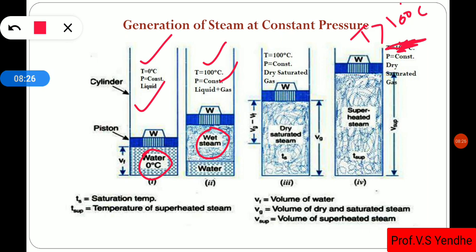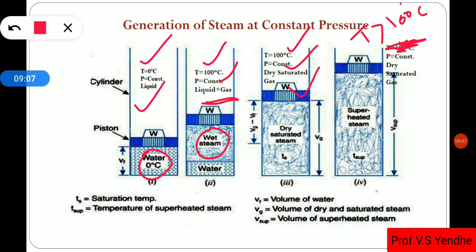So this is the liquid plus gas phase. After heating for some time, the temperature is not increasing, it is kept constant at 100 degrees Celsius, because T equal to 100 degrees Celsius is the saturation temperature of water. Why is it saturated? Because the temperature is not increasing. In this case the pressure is kept constant, and after heating the liquid or the wet steam for a longer time, we will get the dry saturated steam.